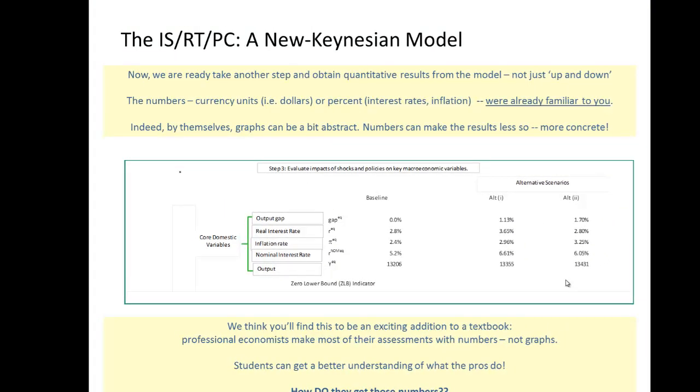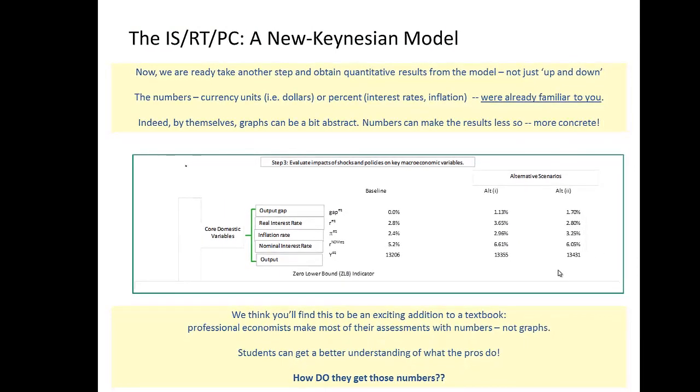Now the numbers that you're going to be working with, we're talking about currency units, such as dollars, or we're talking about percentage terms for interest rates or for inflation. Professionals, when they make their estimates, they use numbers. They talk about numbers. You probably want to have a better understanding of what the pros do. The theme here is, how do they get those numbers?